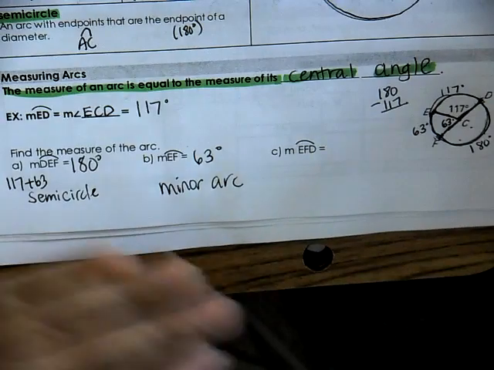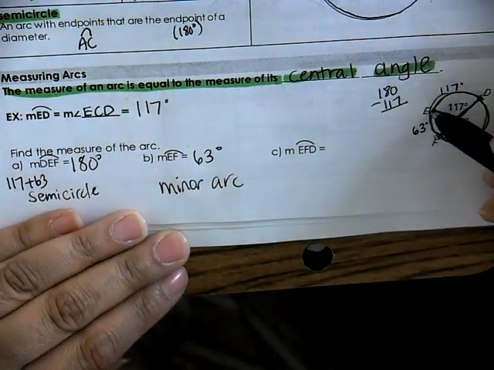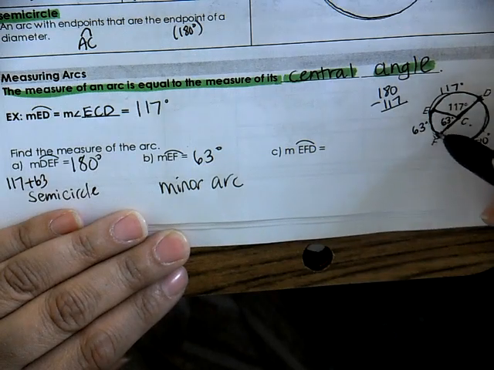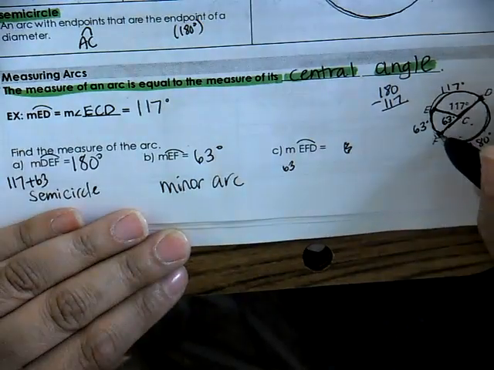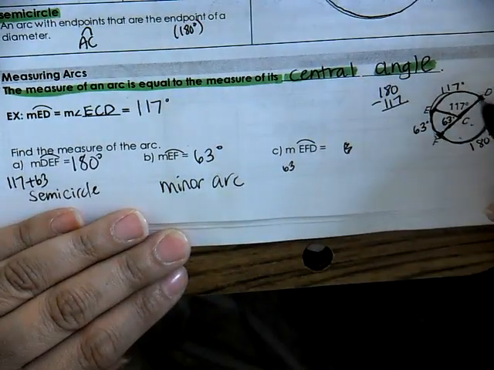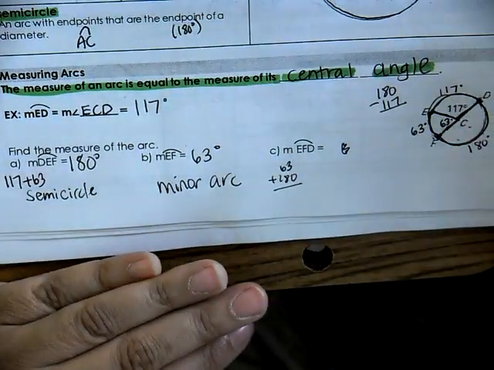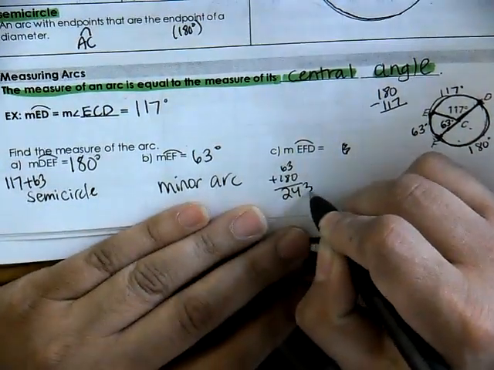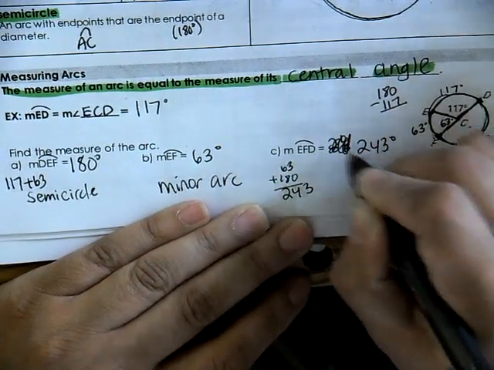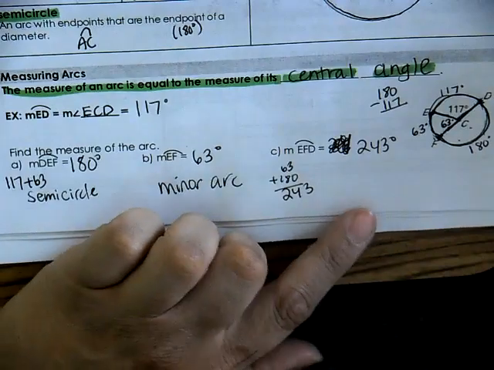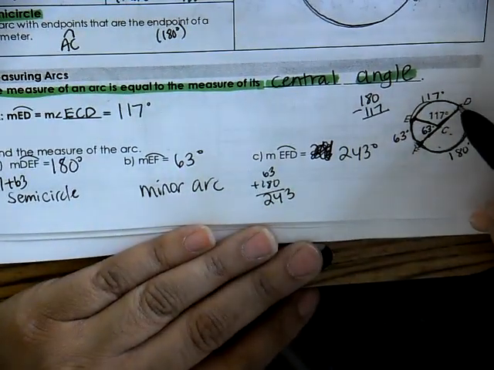And finally, for the last one, we want to go from E to F to D. So you have to add together from E to F, which is 63, and another 180 degrees from F to D. So 180 plus 63 comes out to 243. That is the answer here. Okay, so 243 would be the arc measure from E to F to D.